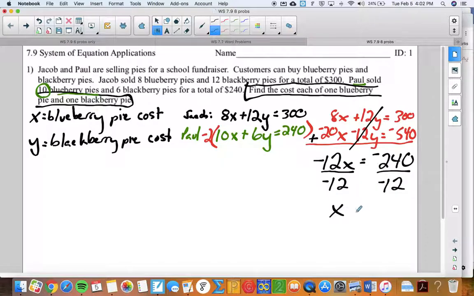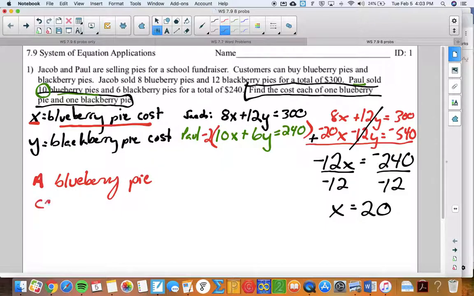I need to divide by negative 12, and remember a negative divided by a negative is a positive, so we get positive 20. So I know that x is 20, and x represents the cost of a blueberry pie. So one blueberry pie costs $20.